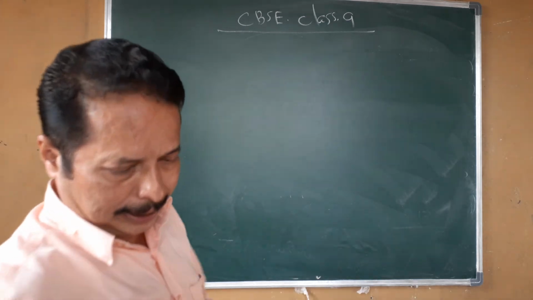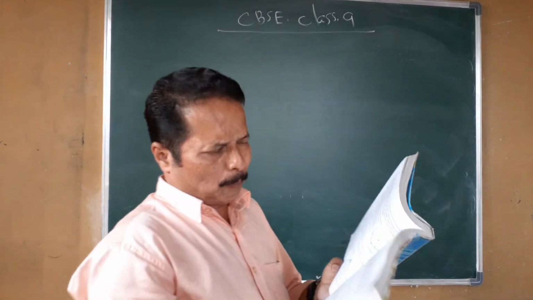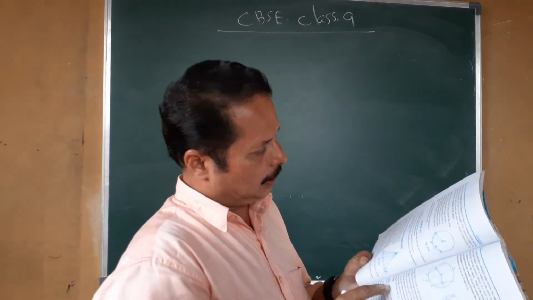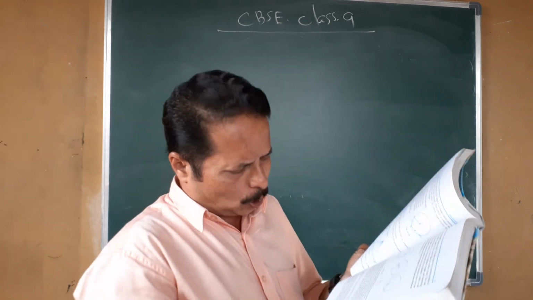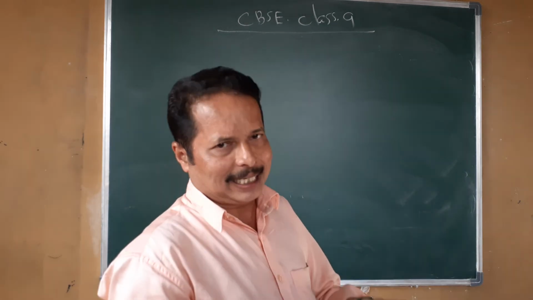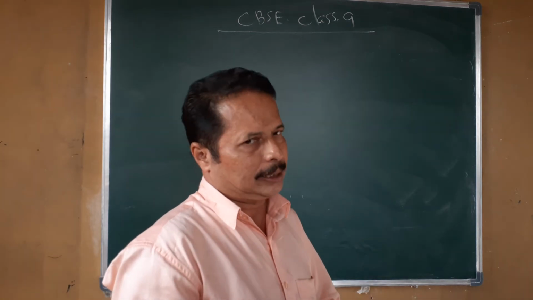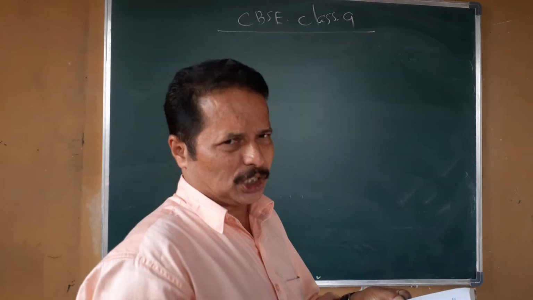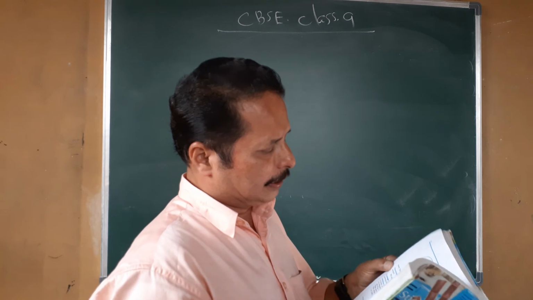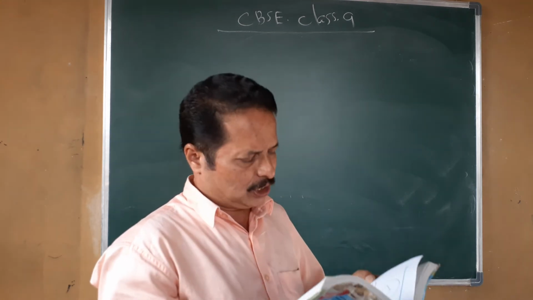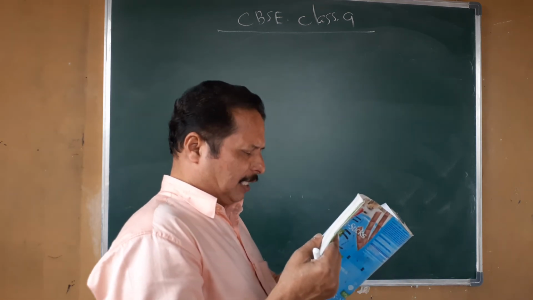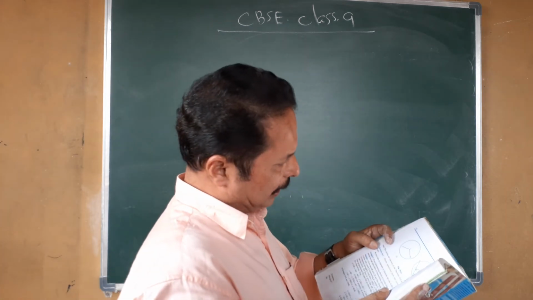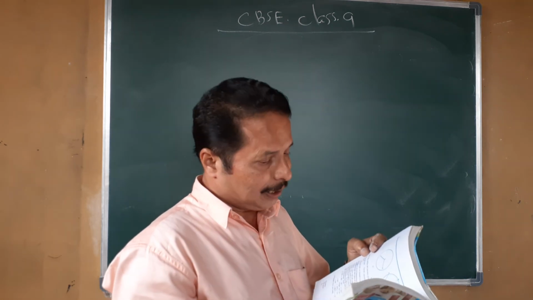Once again, you look at the page number. That is page number 177, theorem 10.6. That is, equal chords of a circle are equidistant from the center. You just read the theorem and learn it by heart. It's not necessary to complete it. The proof is not compulsory. And the next theorem is on page number 178. Chords equidistant from the center of a circle are equal in length.